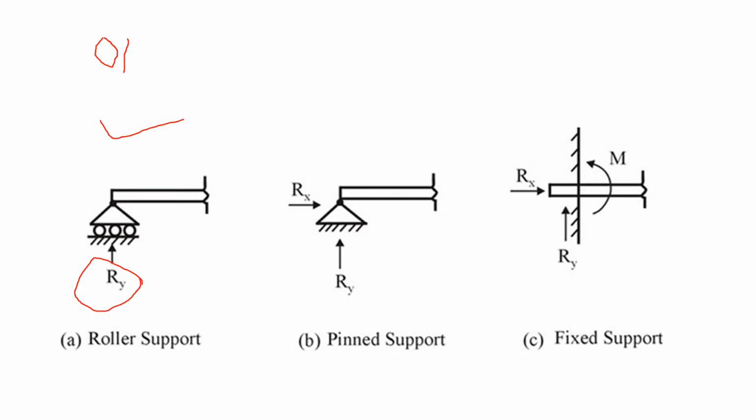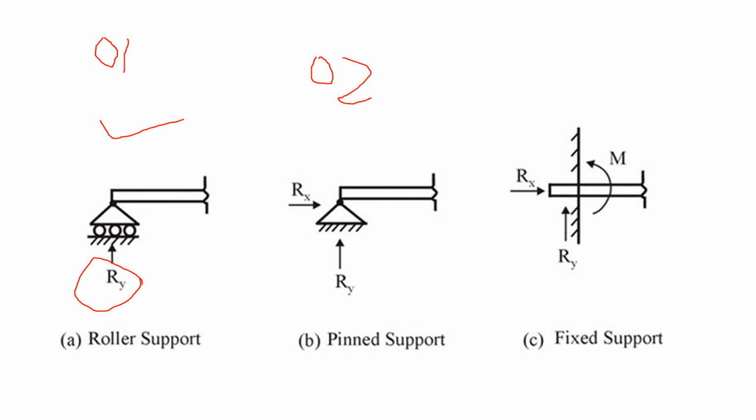Second one is pin or hinge support. This is a symbolic representation of hinge support, which is not able to move in the Y direction. So there will be the normal reaction in X direction, Rx, and normal reaction in Y direction, Ry. So the number of unknowns is 2.